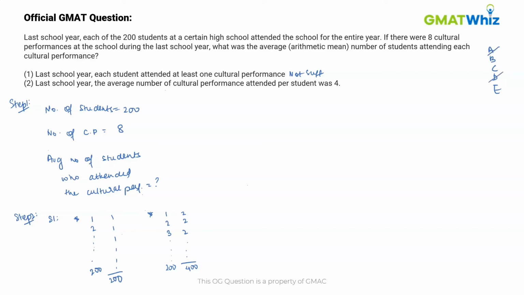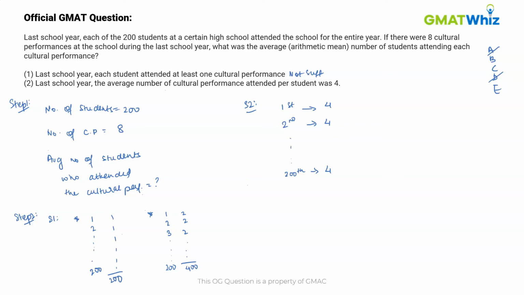We now move on to statement 2. Now, according to statement 2, the average number of cultural performances attended per student was 4. So, the first student attended 4 cultural performances. Similarly, the second student attended 4 cultural performances, and so on. And the last student, that is the 200th student, attended 4 cultural performances.